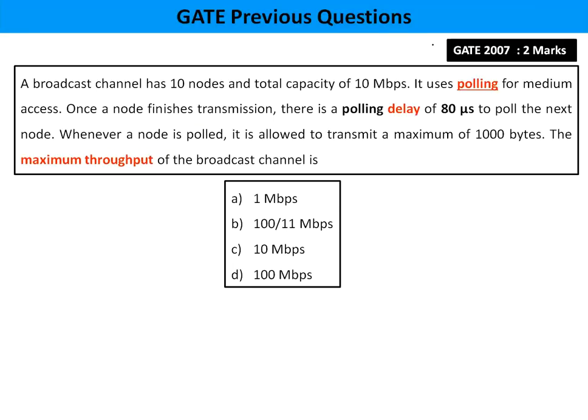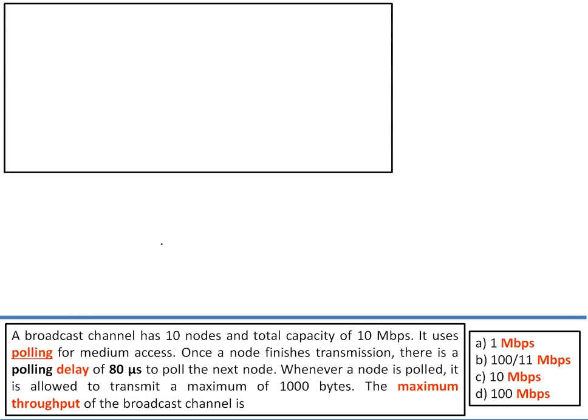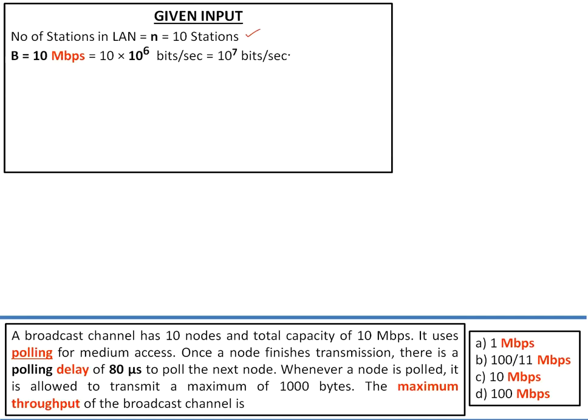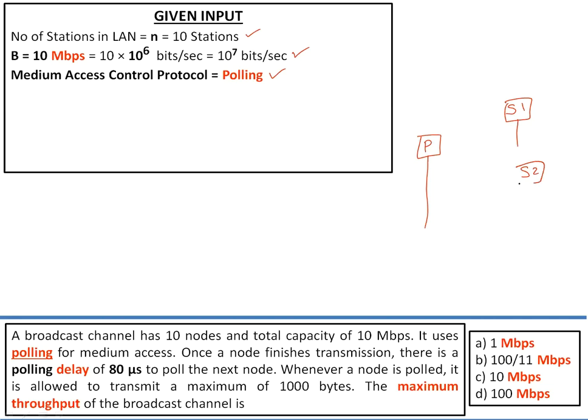Continue the next question. This was given in GATE 2007 for 2 marks, guys. What has been given? Number of stations in the LAN is 10. Bandwidth is given. Medium access control is polling. That means if you take polling, I am the primary station, whereas you all are secondary stations, S1, S2, and so on.